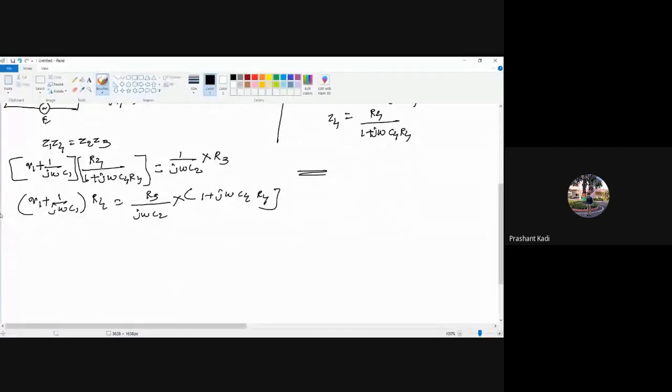Cross multiply and separate the real and the imaginary terms. The LHS is R1 into R4 plus R4 divided by j omega C1. Next is R3 divided by j omega C2, so plus R3 divided by j omega C2 into this complete term, 1 plus j omega C4 into R4.